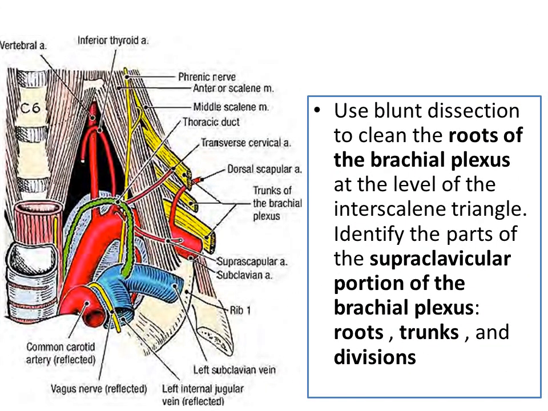And last but not least, use blunt dissection to clean the roots of the brachial plexus at the level of the interscalene triangle. So interscalene triangle, it's a triangle between the anterior and middle scalene and the first rib here. Okay, and you should be able to identify those parts of the supraclavicular portion of the brachial plexus, so that is all of the brachial plexus that is superior to the clavicle, so above the clavicle, which would be in that case 5 roots, 3 trunks, and 6 divisions.